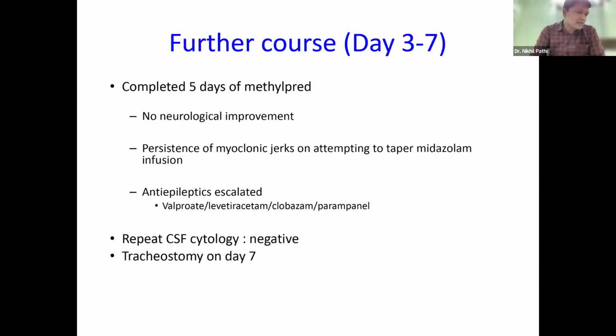After thorough discussion, we thought we might give her a trial of methylprednisolone, and over the next 4 to 5 days we completed the course. However, there was no respite in neurological status. She had persistence of these jerks and continuous hiccups on any attempt to taper the higher midazolam infusion rate. The neurologist escalated the antibiotics, and she was on 4 anti-epileptic drugs. The repeat CSF cytology was also negative, and she was planned for an elective tracheostomy on day 7.